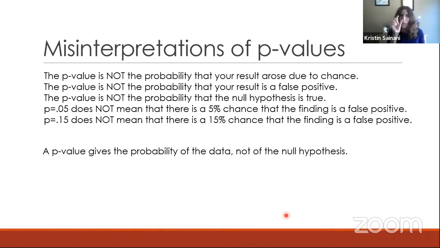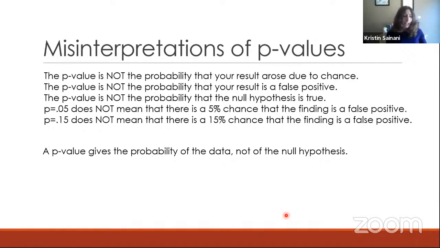All of those statements are just slightly different ways of saying the same thing with slightly different words. That means if you get a P of 0.05, this does not mean that there's a 5% chance that your finding is a false positive, and a P of 0.15 does not mean that there's a 15% chance that the finding is a false positive.